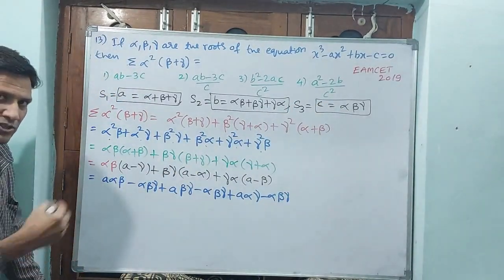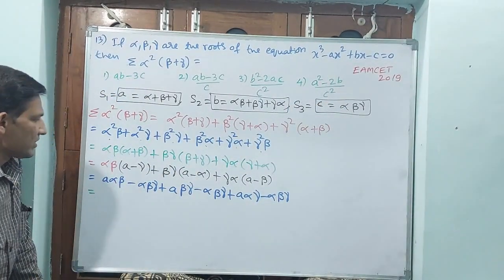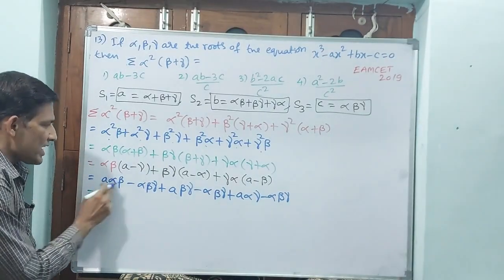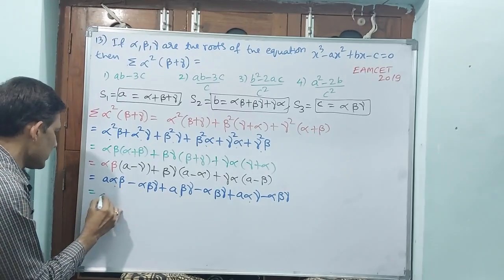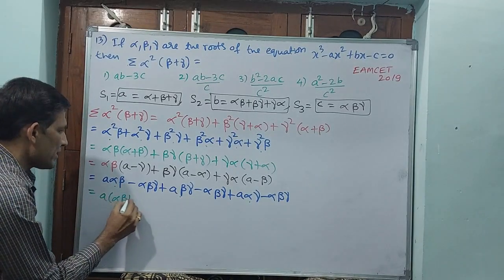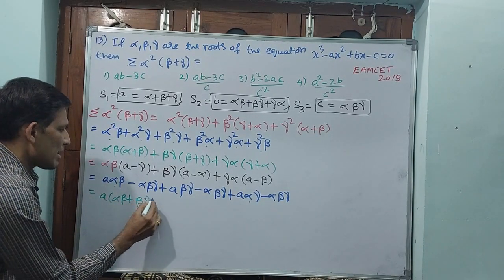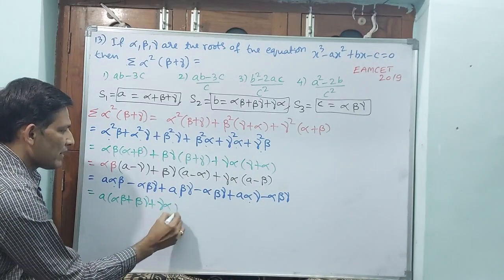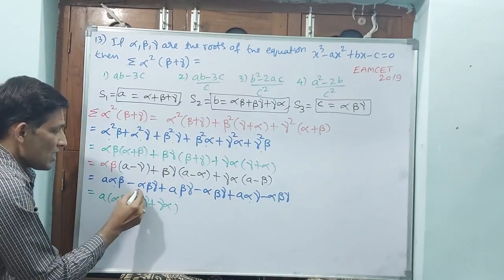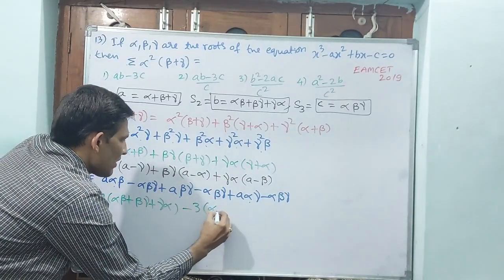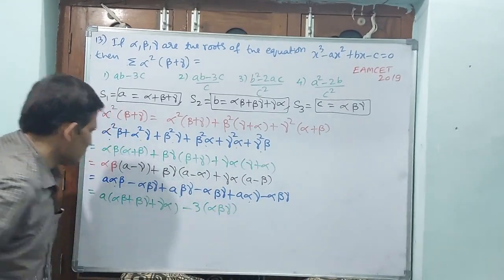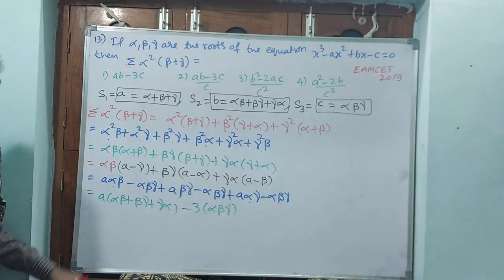Understand? Shall I jump one step? Okay. And also A I am taking common. You see, I am taking A. If I take common, alpha beta plus beta gamma plus gamma alpha. Okay, this. But minus these 3 times are there, 3 times of alpha beta gamma. Is it okay or not? You tell me. Okay.